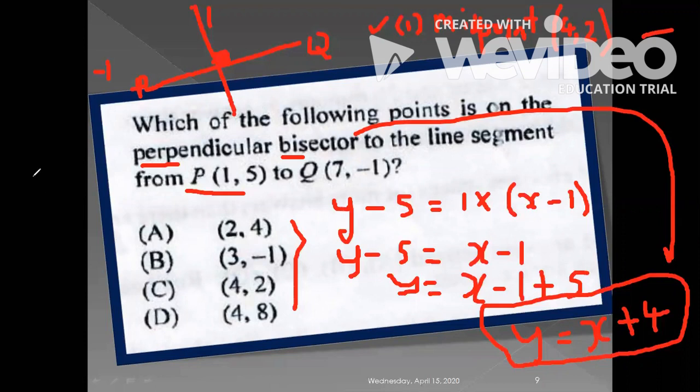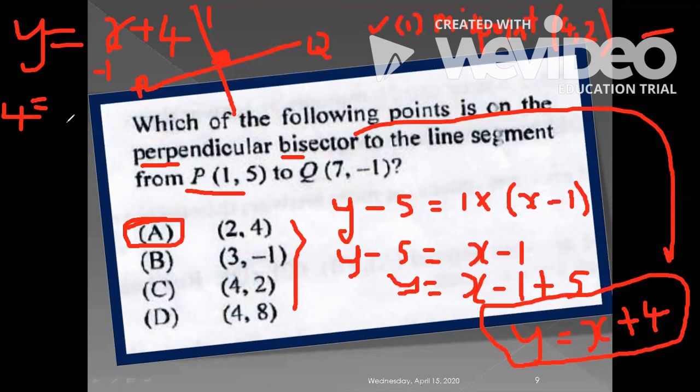Let's try A. I think A is the answer. Let's use the formula, y equals x plus 4. So remember now, y is 4, x is 2. 2 plus 4 gives you 6. That's wrong, so it's not A. So which one is it?